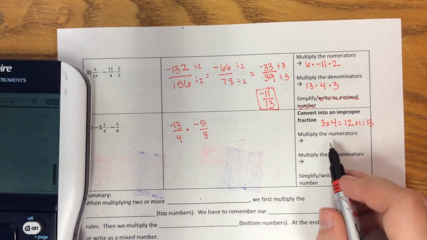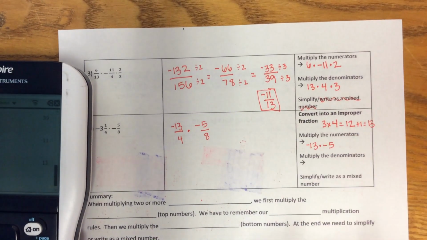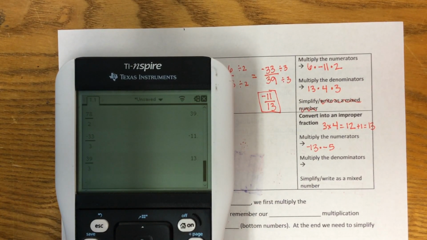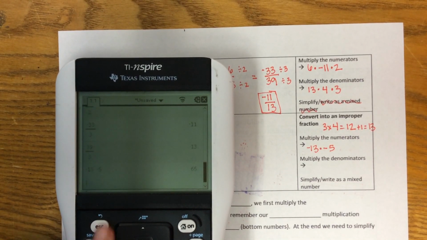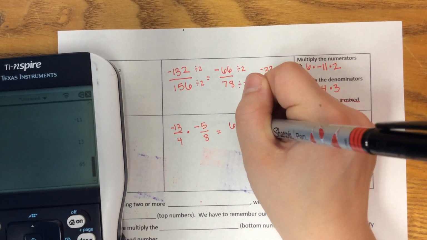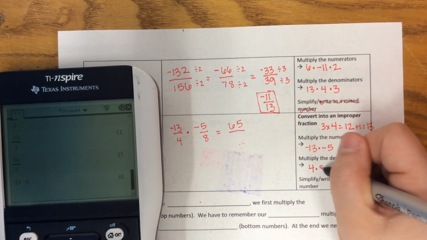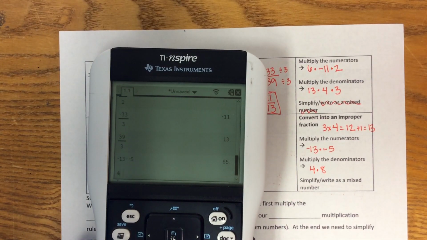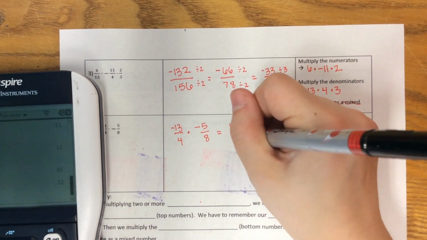So first thing I'm going to do is multiply my numerator. So negative 13 times negative 5. I'm going to think a negative times a negative is a positive, so I should get a positive number, but I'm going to type in those negatives just to make sure. So times negative 5, and I get positive 65. So in my numerator, I have positive 65. My denominator, I multiply my denominators, 4 times 8, which gives me 32. So I'm going to put it over 32.